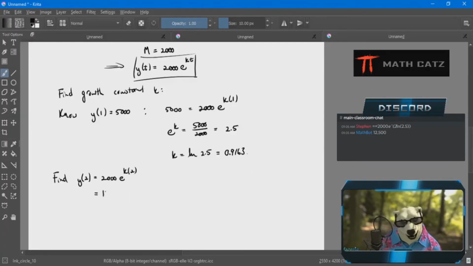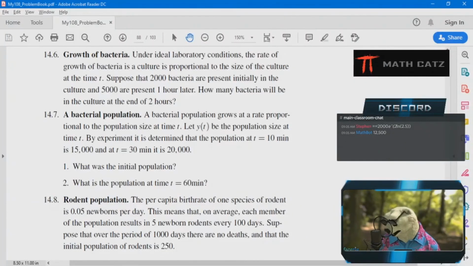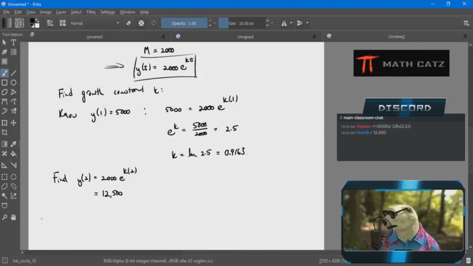And we get 12,500. This is a word problem, so a concluding sentence is a very nice idea. Let me just check the question here. How many bacteria will be in the culture at the end of 2 hours?